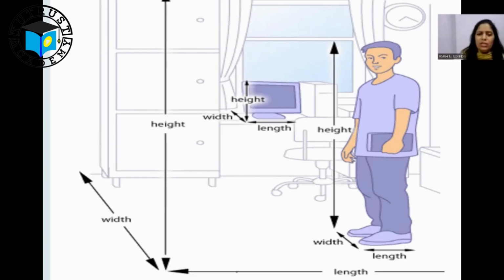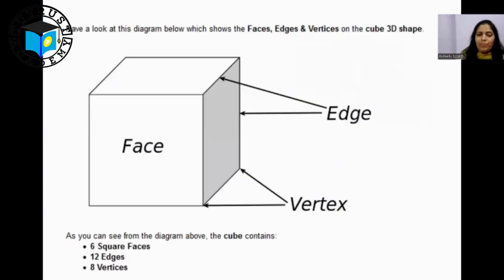The first 3D shape that we are going to be learning today is a cube. A very common shape. When you look around, you'll find a lot of things that are cubical in shape. Now, what does a cube look like? How many faces does it have? How many edges does it have? How many vertices does it have?